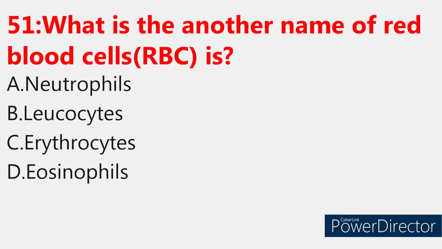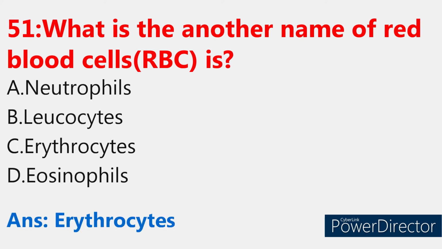Next question. What is another name of red blood cells? Option A neutrophils, option B leukocytes, option C erythrocytes, and option D eosinophils. And the correct answer is option C erythrocytes.